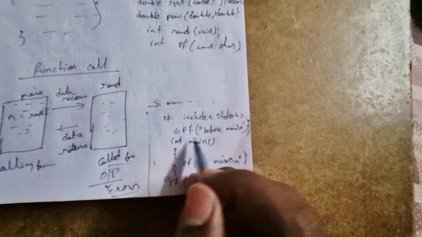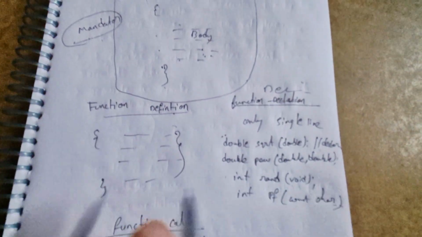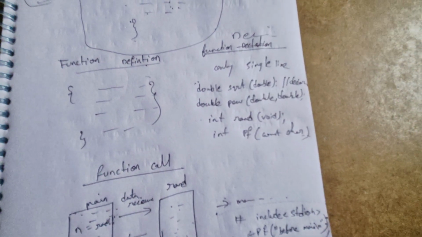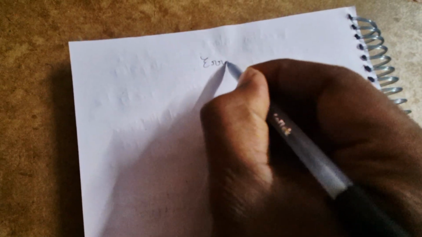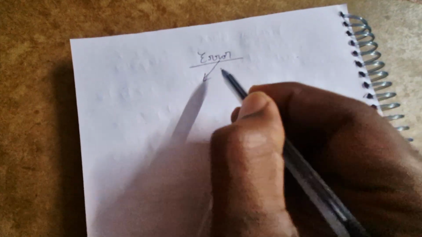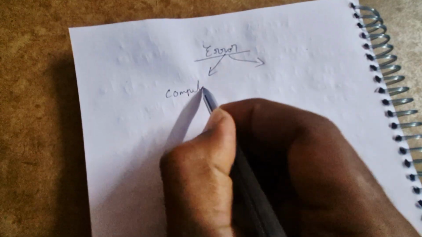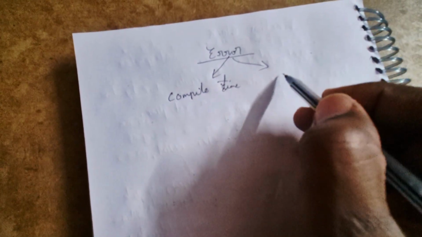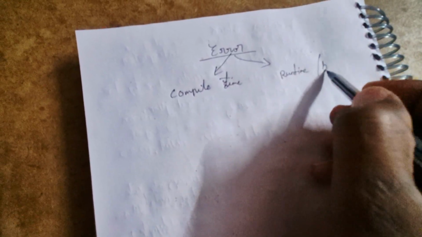I think it's clear about function, function block, function definition, function declaration, and function call. After function block, let's discuss errors. What types of errors are there? There are mainly two types: one is compile time error, and another is runtime error. A runtime error is nothing but a bug.